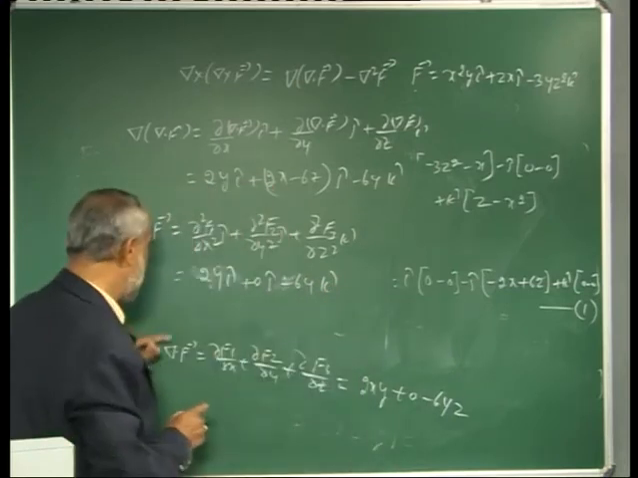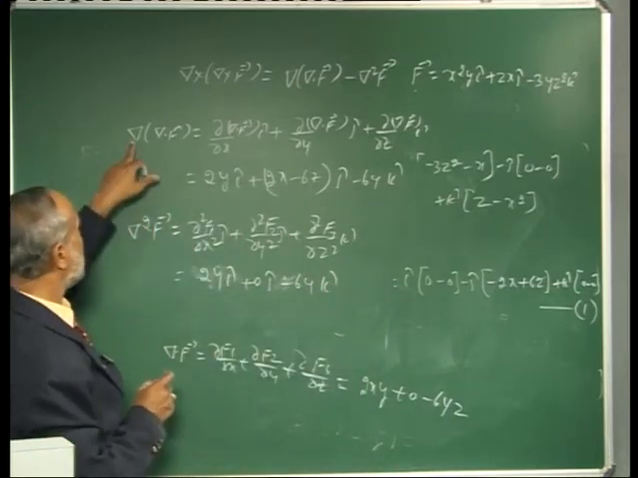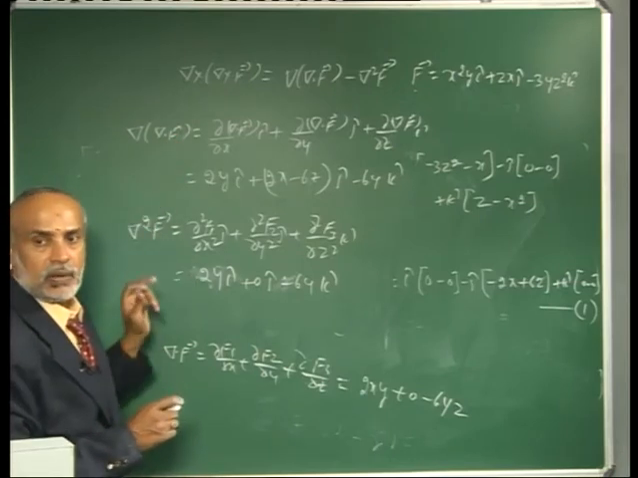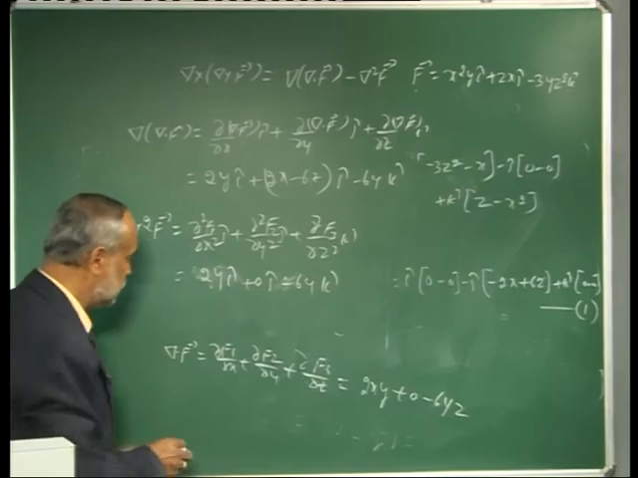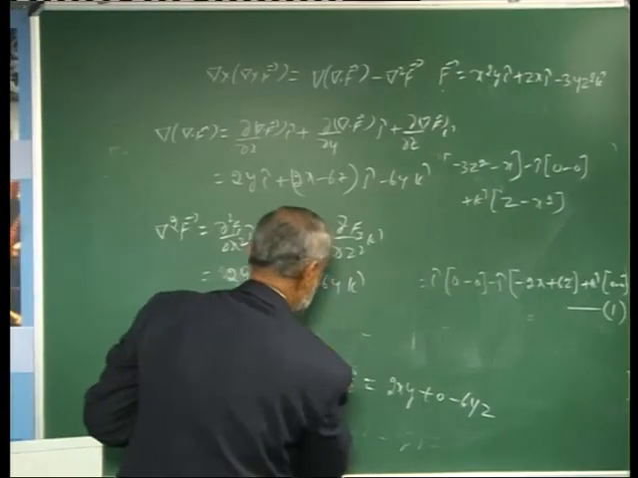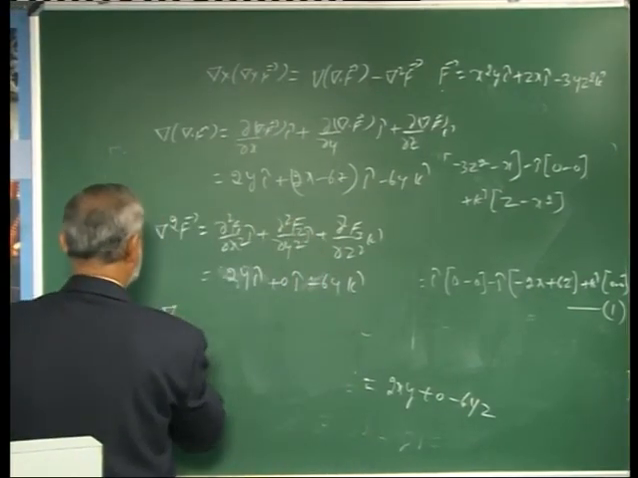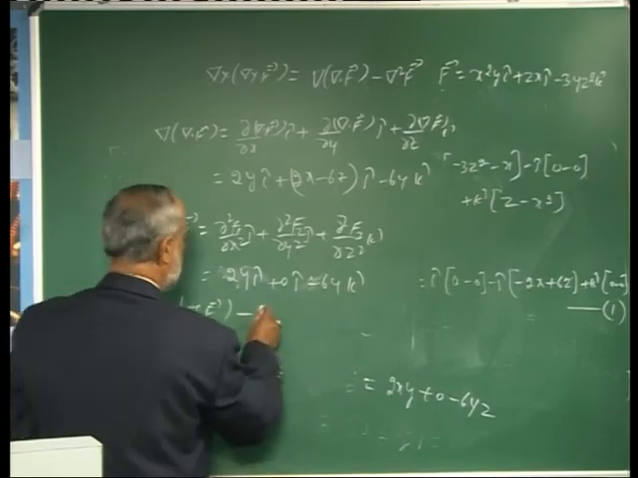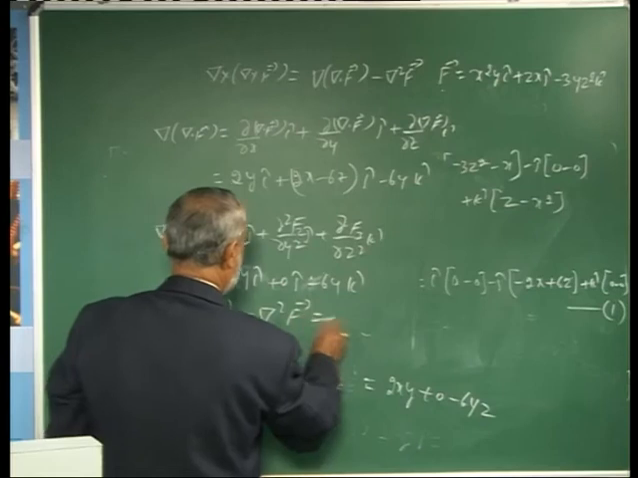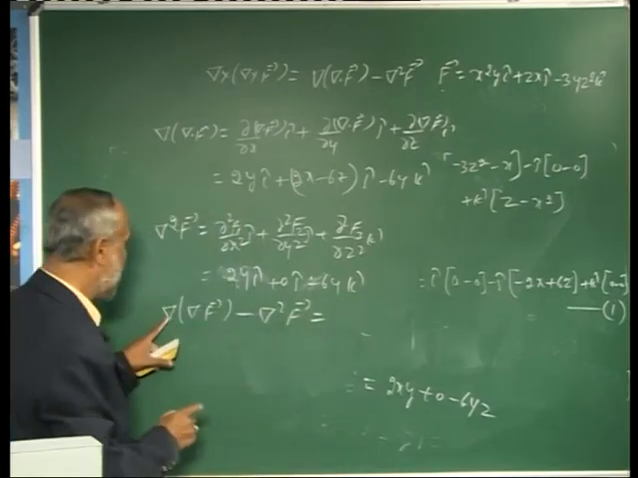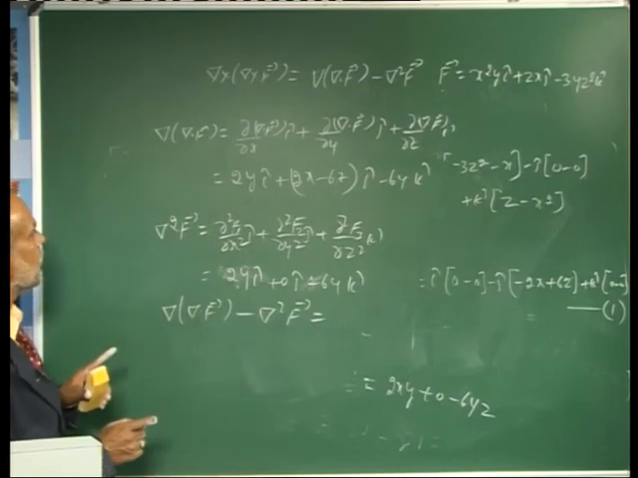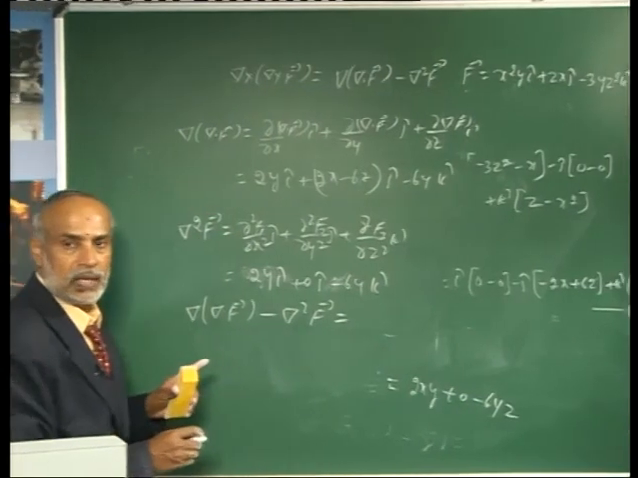Here you know del squared phi and the gradient of divergence of f vector. Now we can subtract it. What do you get? Gradient of divergence of f vector minus del squared f vector equals... See here, the gradient of divergence of f vector value is 2y vector.